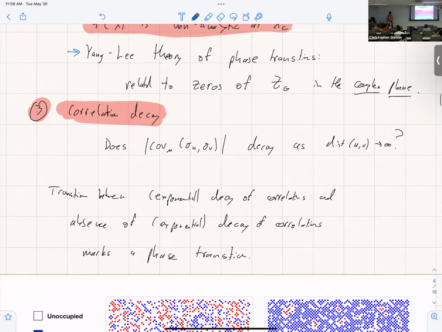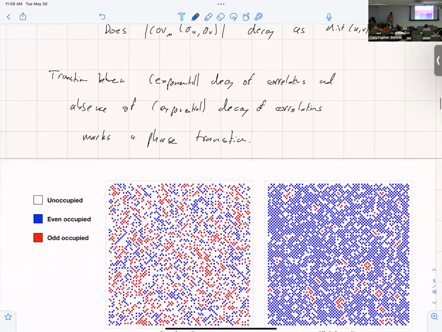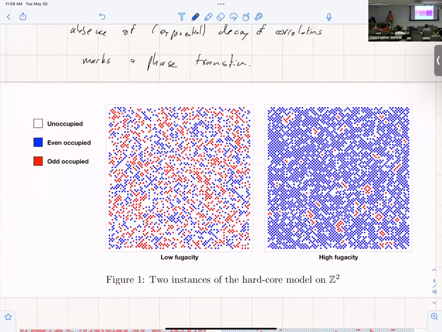Good, so those are the math definitions. Let me show you some pictures just to give an idea of what's happening. So here's a finite box of Z2, and I took two samples from the hardcore model. Actually, I put periodic boundary conditions, so it's a torus. When I'm plotting here, it's Z2, so each little square is a vertex in Z2. The white squares are ones that don't have an occupied vertex. They're unoccupied. And then the colored squares have a vertex of the independent set. But I've colored them red or blue based on their parity.